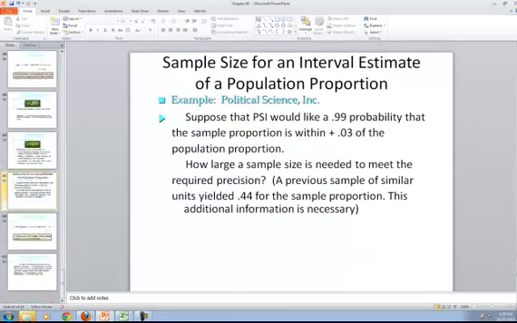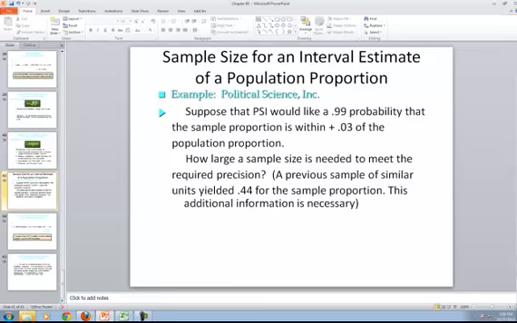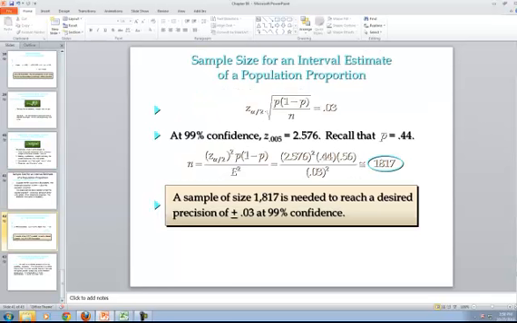So here, they would like a 99% probability that the sample proportion is within plus or minus 0.03. So how large should the sample size be? Now in this case, they use the previous information that they had gotten, 0.44. So let's try this out. Plugging in all the numbers into the equation, we will get n equals 1,817.